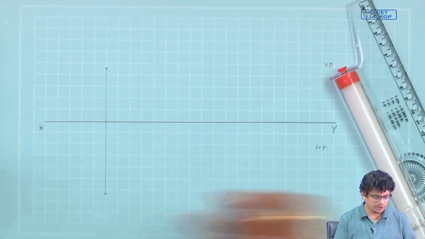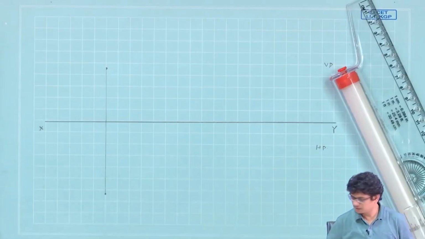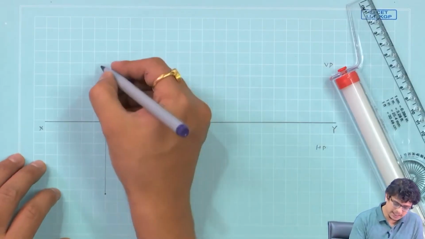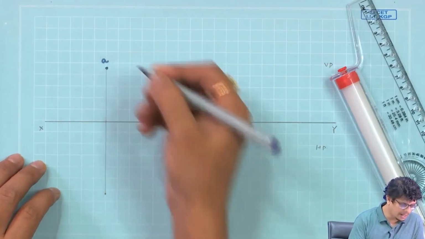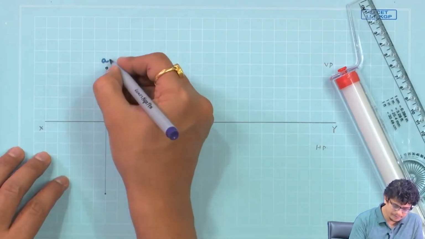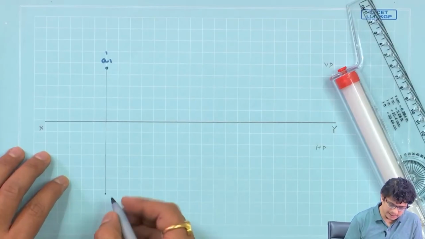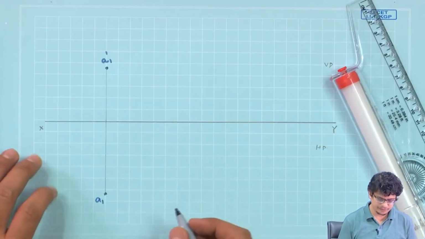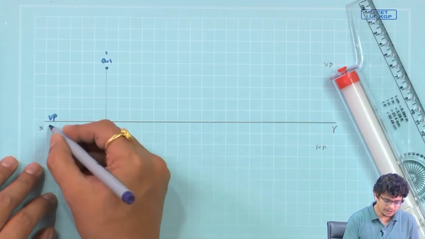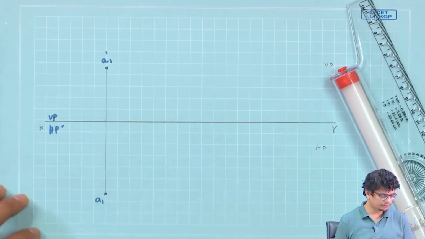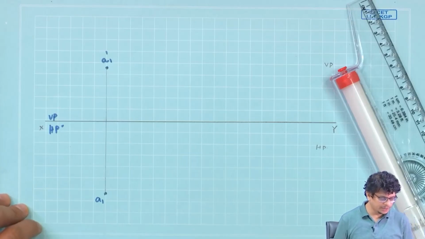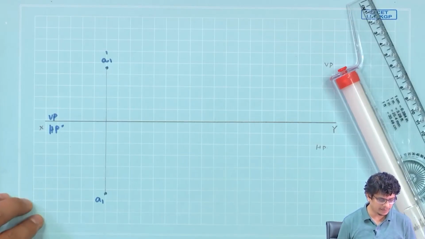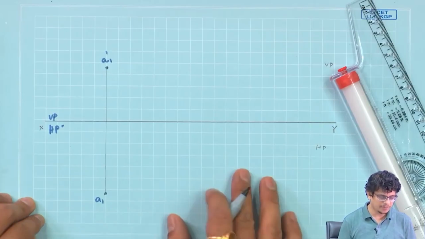Let us name these points as A1 prime and this one A1, vertical plane and horizontal plane. Assume that the line is parallel to both the horizontal plane and the vertical plane, and draw its top and front views.